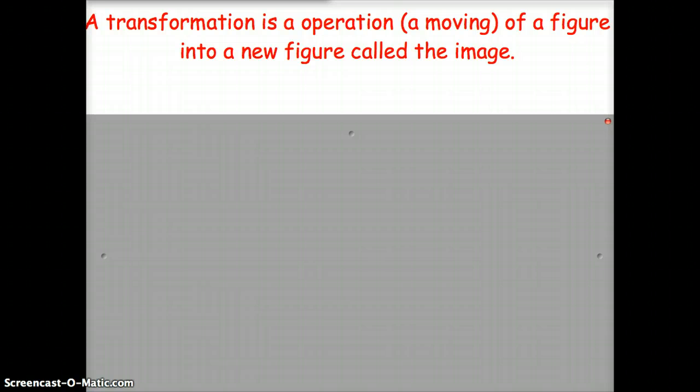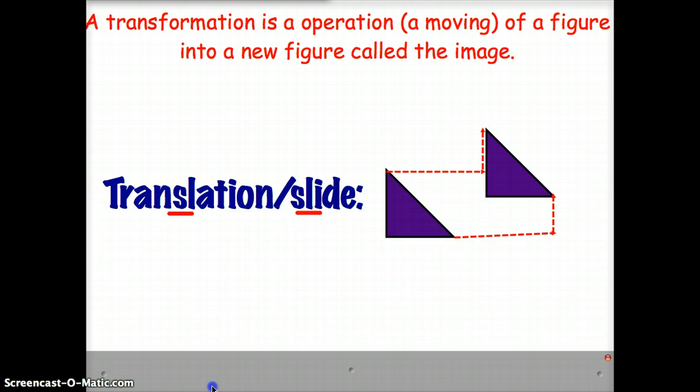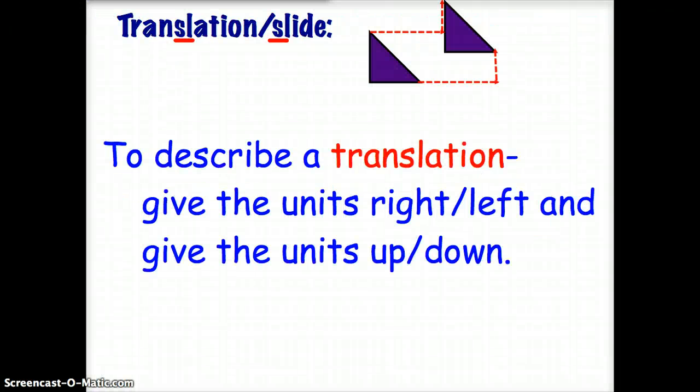Just a reminder, a transformation is an operation or a moving of a figure to a new figure called the image. And a translation, again, we learned last section, is just a slide. To describe a translation or a slide, you need to give the units right and left, and you need to give the units up and down.